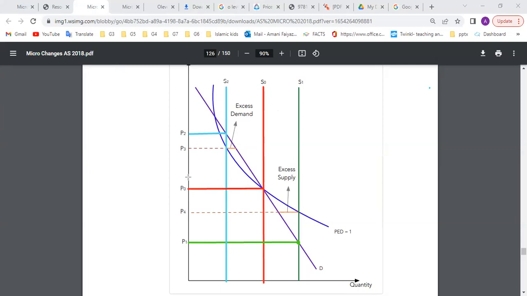So the advantage of buffer stock scheme, can I erase this colorfulness and just move on? Yes, miss. Okay. All right.